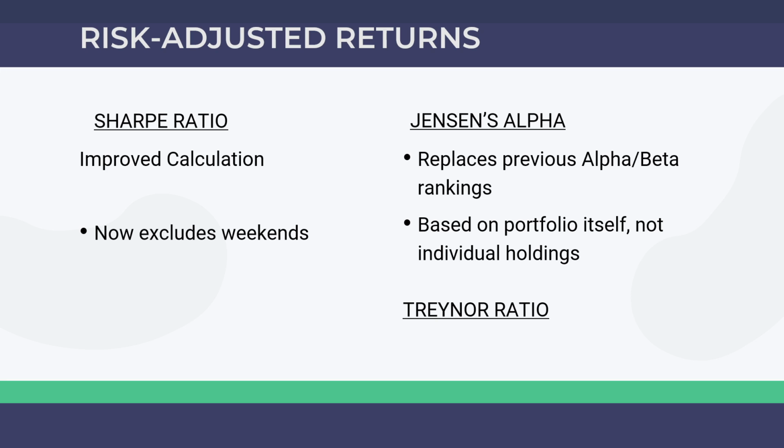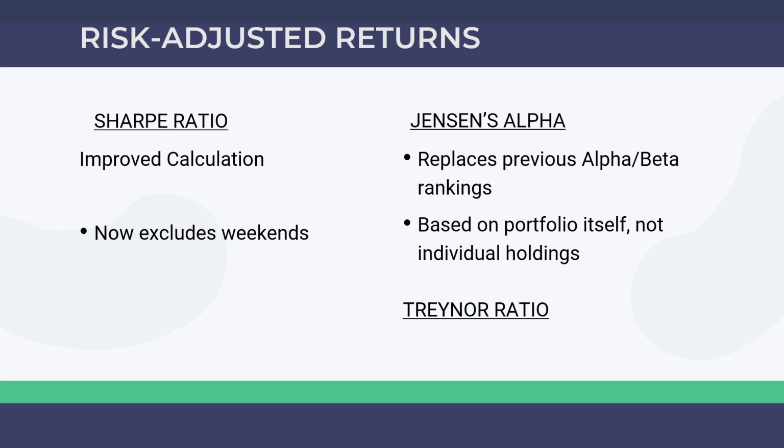The old versions included the weekends, which means that the portfolio's standard deviation was lower than it should have been, so it artificially inflated the Sharpe ratio a little bit compared to what you would actually expect in the real world. We've also just finished developing and are about to roll out our new Jensen's Alpha rankings.